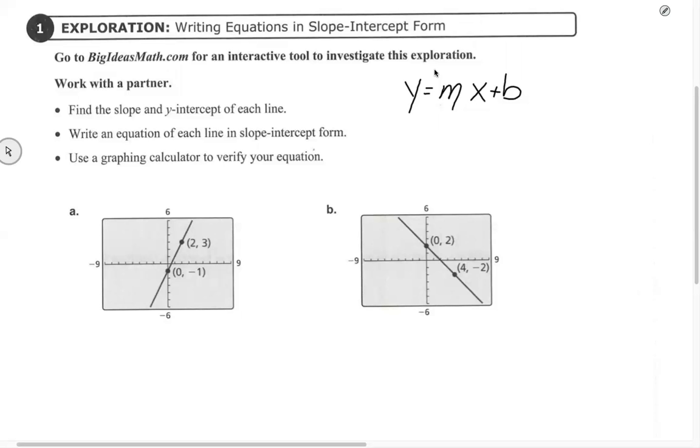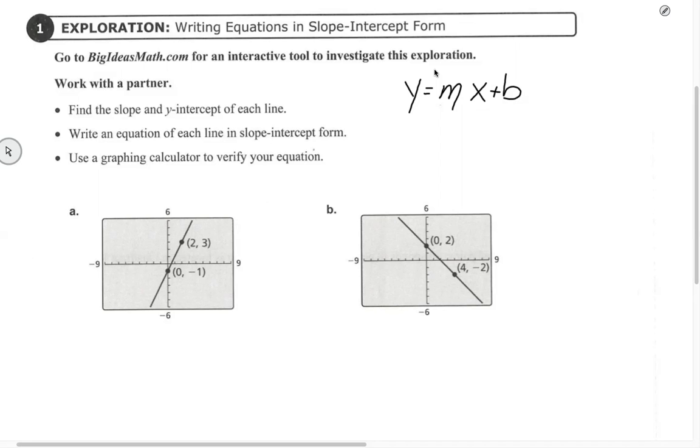Okay, and all you did was replace the m with your slope and the b with your y-intercept, right? So those are the two things I'm after. I'm after m and I'm after b. Once I have that, I just substitute it into that equation and I go from there.